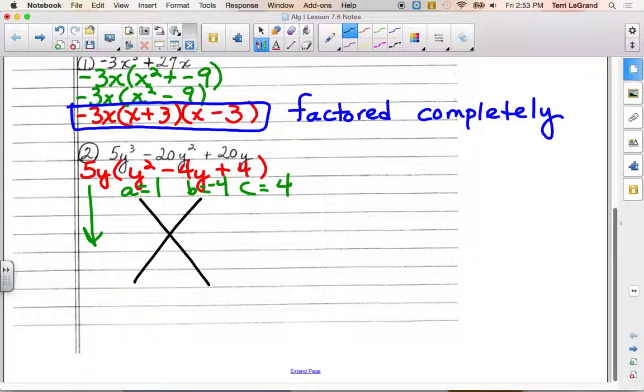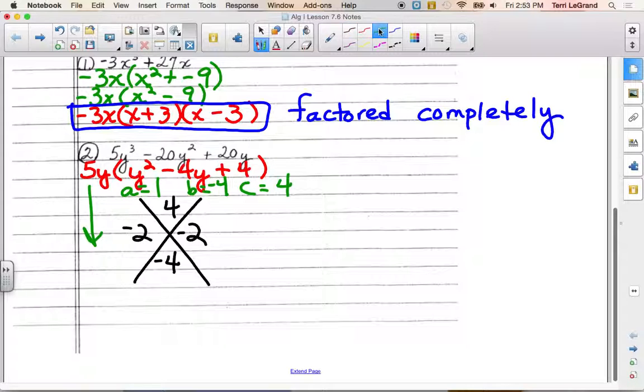A is equal to 1. These are the easy ones, right? So what goes up here? 4, and down here, negative 4. What multiplies to be positive 4 and adds up to negative 4? Negative 2, negative 2. Now, because A is equal to 1, we can go right to setting up our factors.